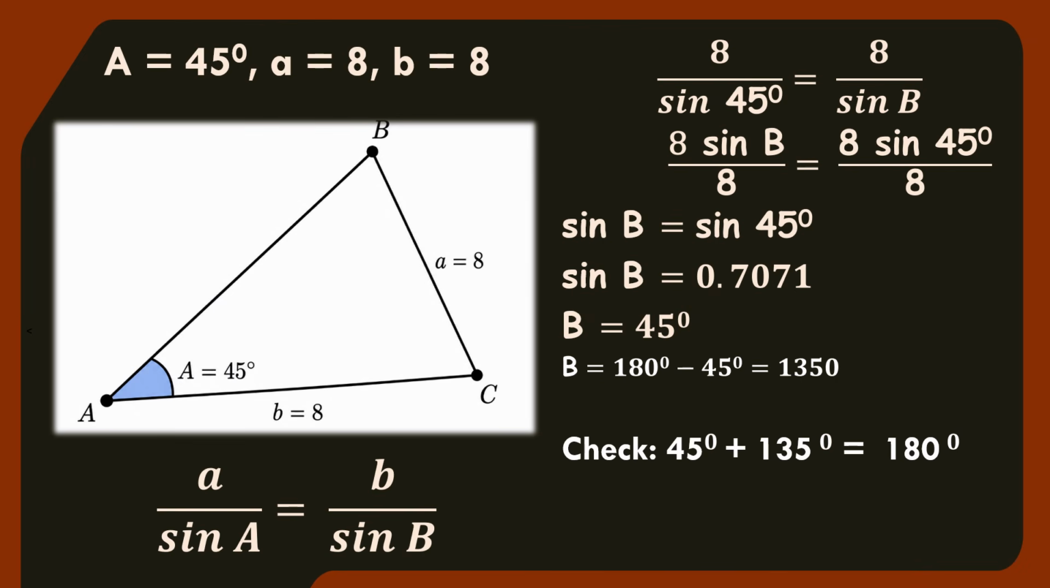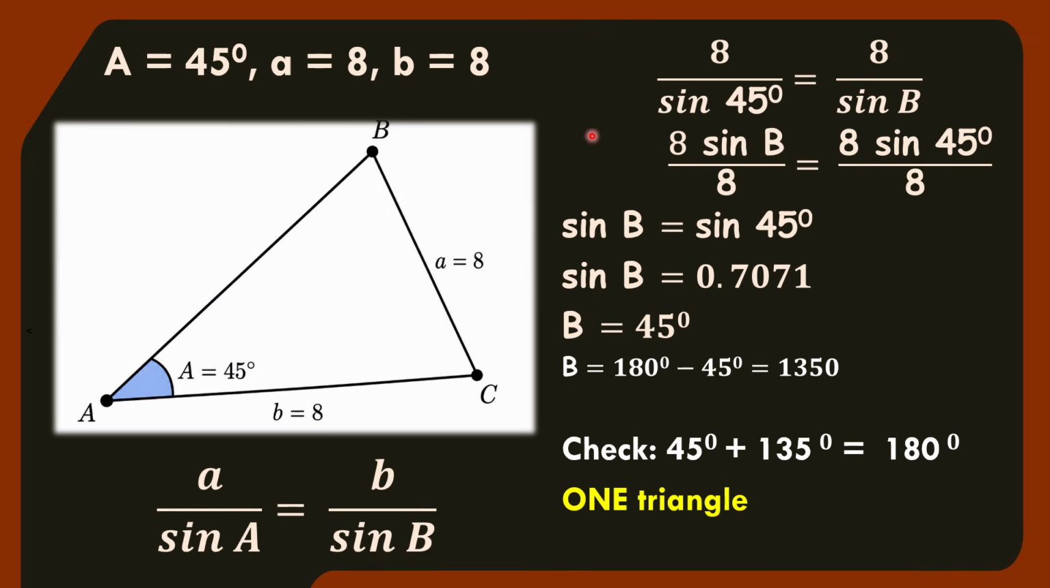Afterwards, let us check. Angle A is 45 degrees, plus the value of the other angle B, that is 135 degrees. So 45 plus 135 is equal to 180 degrees. If the sum is equal to 180 degrees, the given forms one triangle. So it becomes one triangle if the sum is 180 degrees or greater than or equal to 180 degrees.